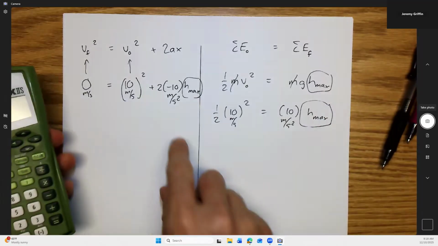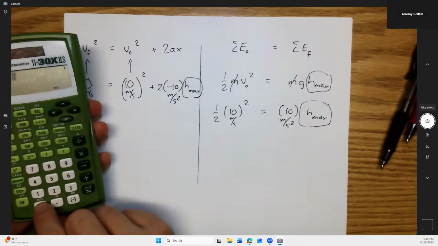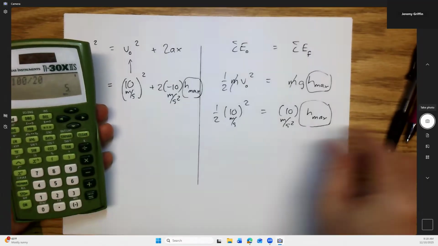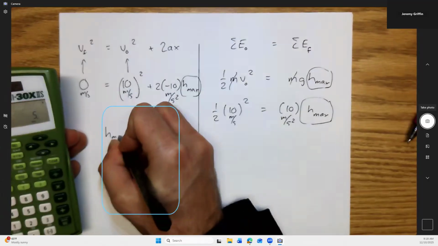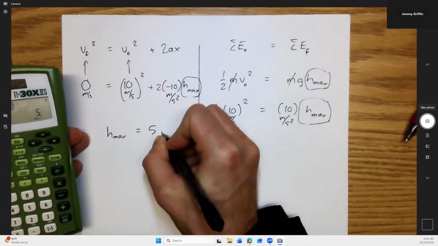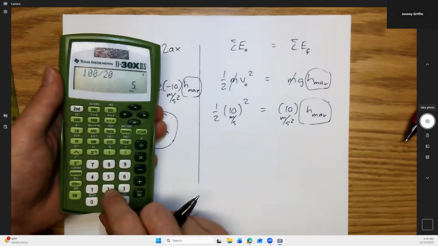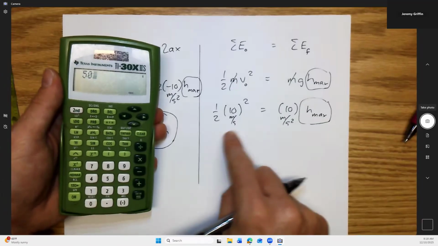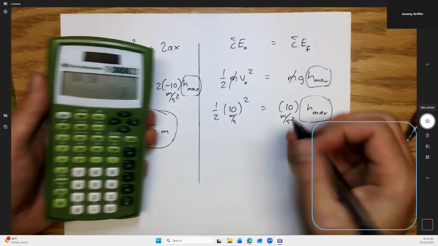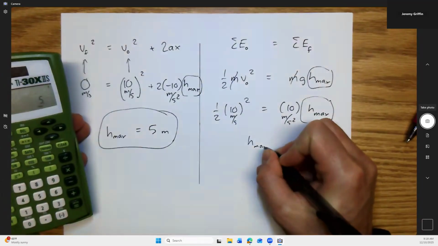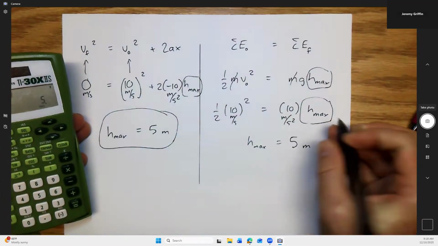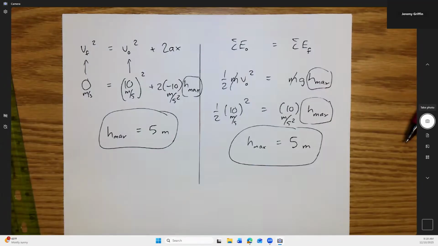Alright. So over here, we go 100 divided by 20. I'm looking at h max equals 5 meters. And over here, half of 10 squared is like 50, divided by that 10. Yeah, it's also 5. h max also equals 5 meters. Okay. There you go. Two different methods. Same answer.